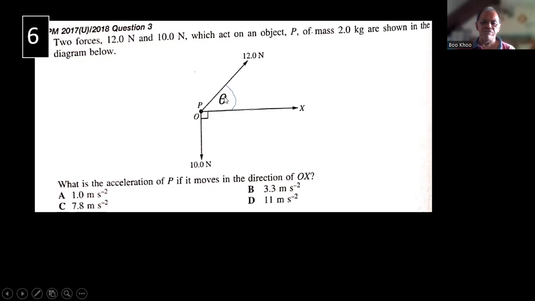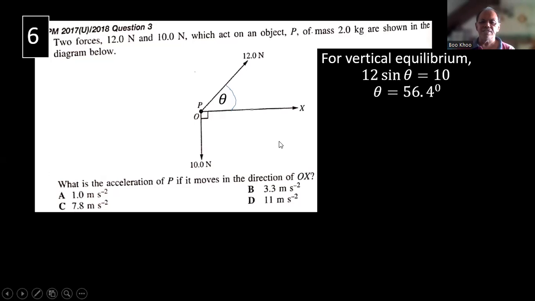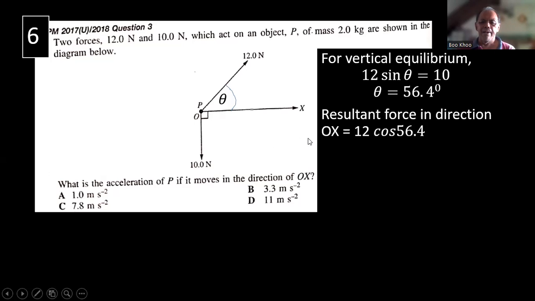Okay, so the first thing is to find this angle. Draw on the paper the angle theta. For vertical equilibrium, vertical force is 12 sin theta equals 10. And then you can find your theta. Then you can find the resultant force in the x direction. In the OX direction is 12 cos of this angle, which is 6.63. That's the resultant force.